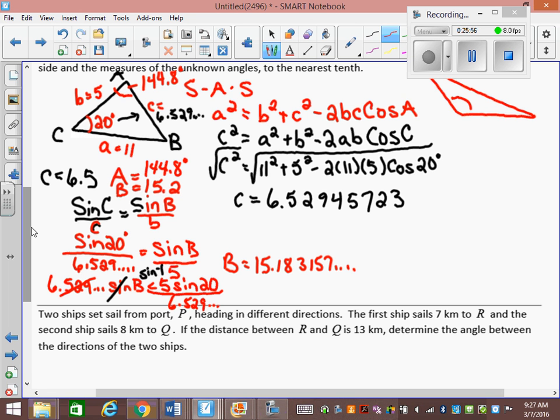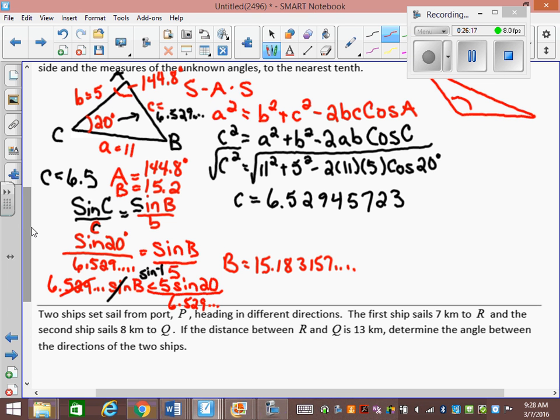Now this makes sense, because before it didn't make sense. You can't have a teeny tiny angle across from the longest side and then the smaller side across from the next side. You can't do that. Your biggest angle needs to be across from the biggest side, and then b here is 5 and it's 15, which is less than 20. So now it makes sense.